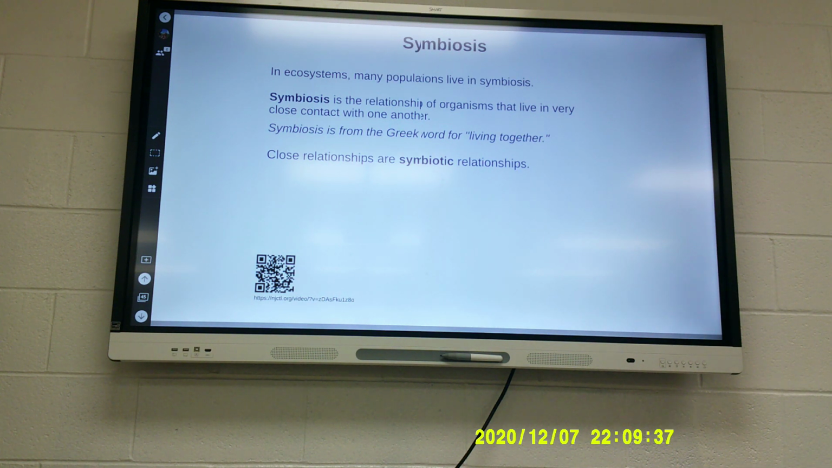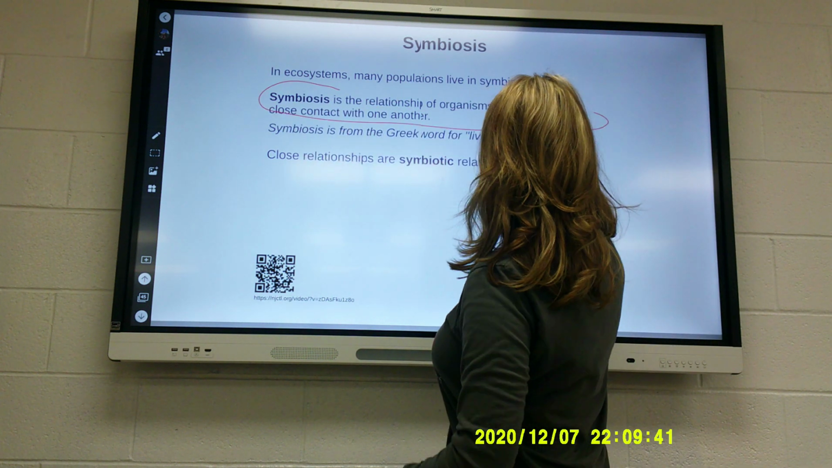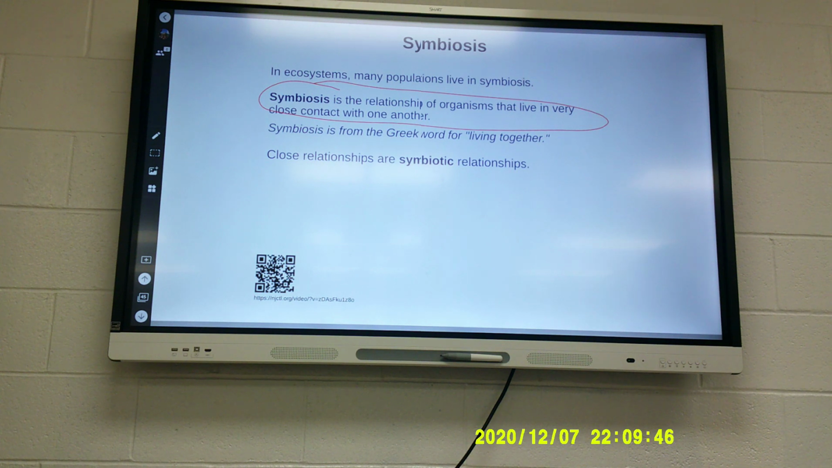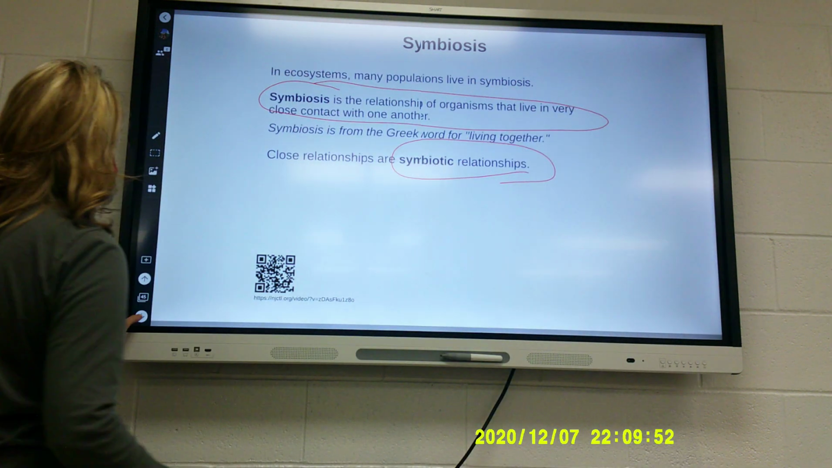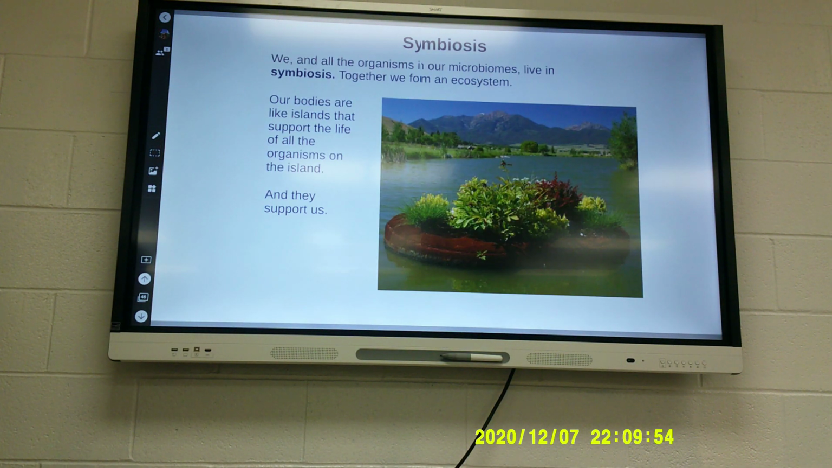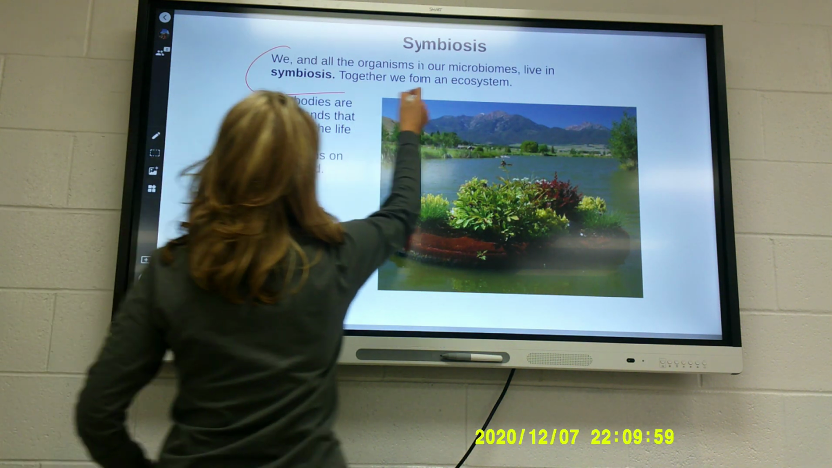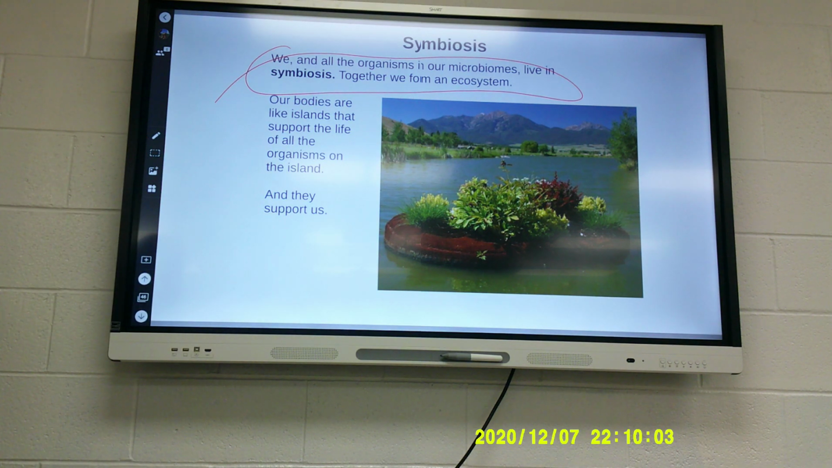Okay. Symbiosis. Symbiosis is the relationship of organisms that live in very close contact with one another. Symbiosis is the Greek word for living together. Close relationships are symbiotic relationships. We and all the organisms in our microbiomes live in symbiosis. We live together to form an ecosystem. Our bodies are like islands that support all the organisms on the island, and they support us.